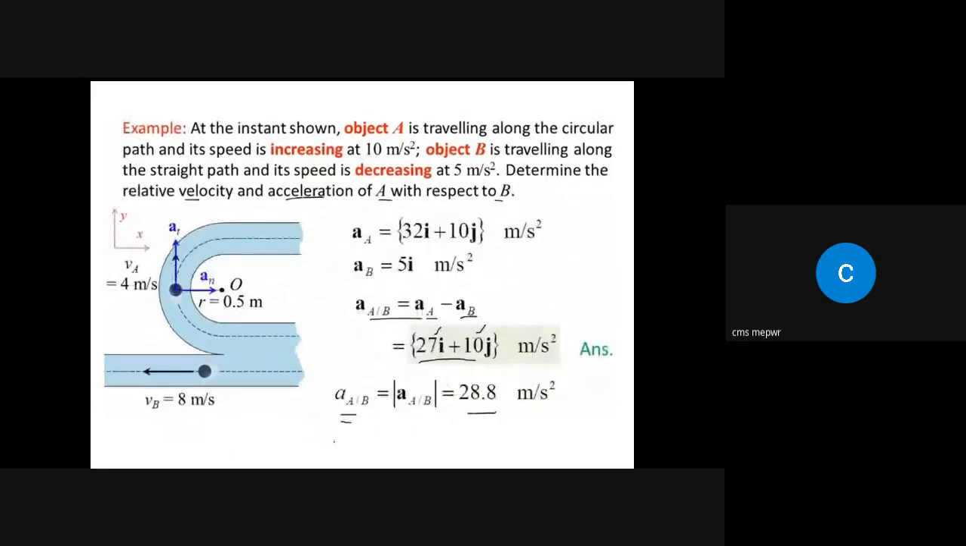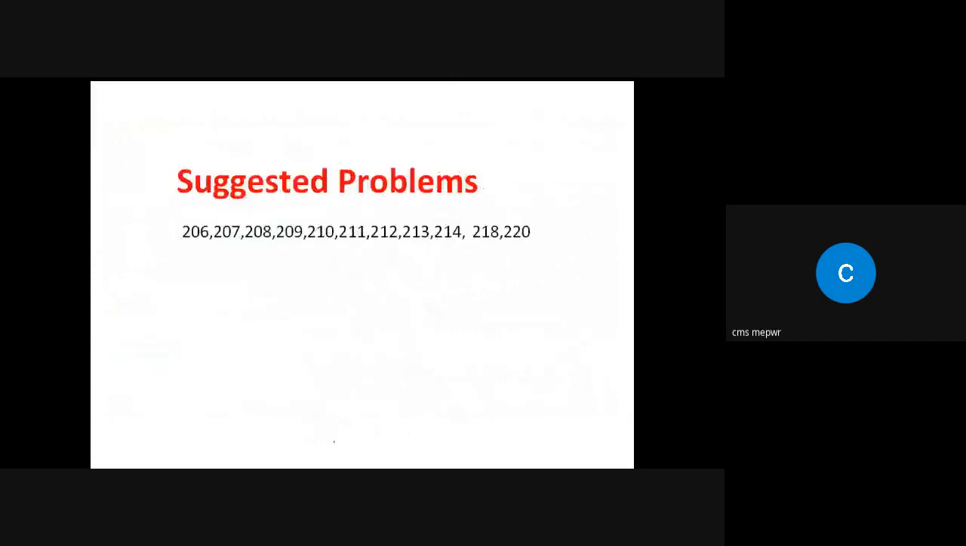Okay, so this is how we can analyze the relative motion of two particles. To get your concept clear and strengthened, the suggested problems for you are given over here. And again, remember, these problems are from your book, J. L. Meriam, Engineering Dynamics.